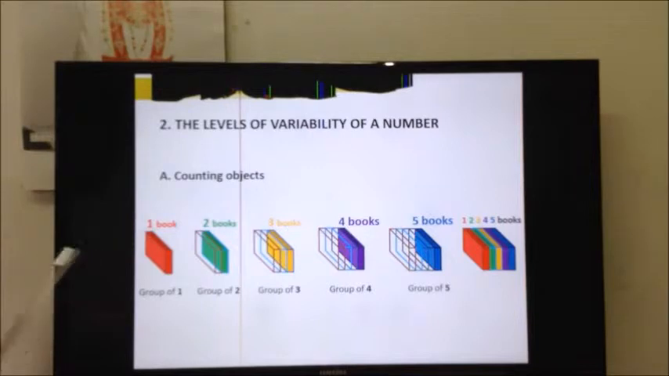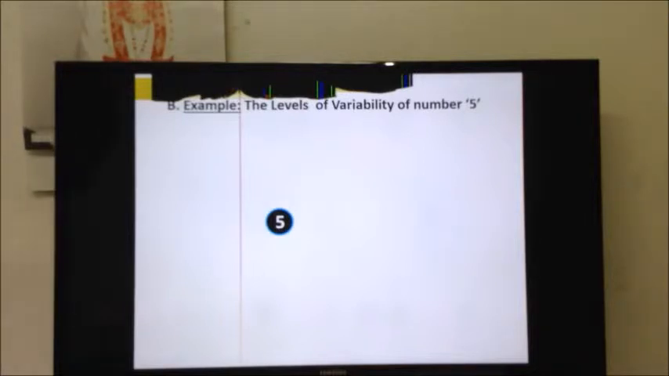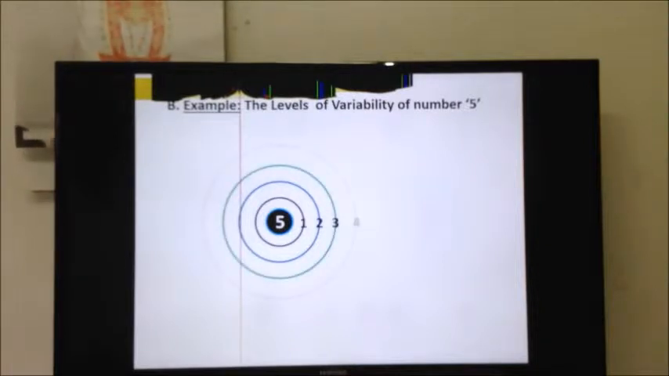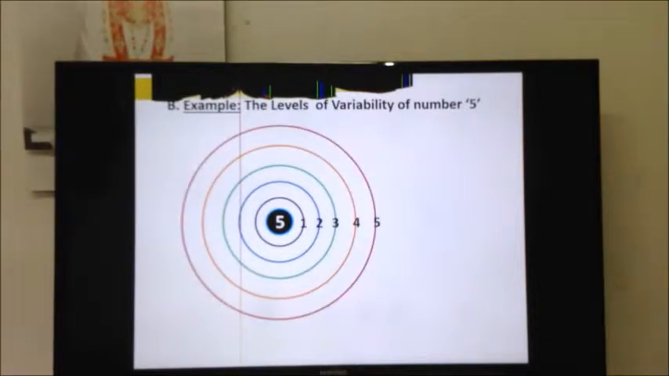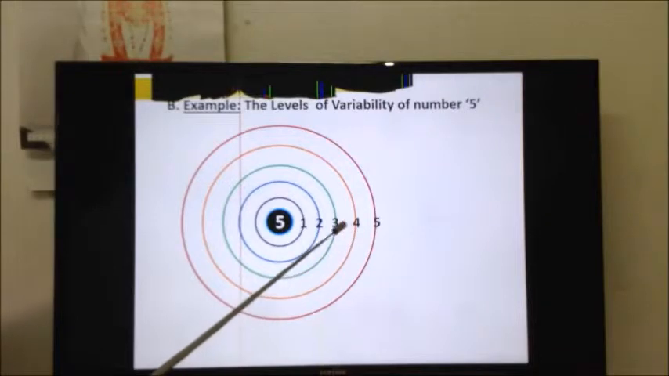So if now, going back to our number 5, if I had to represent these levels of variability, so we have number 5, and we said we have level 1, level 2, level 3, level 4, level 5. So that's all for number 5. So we have how many levels here? We can count them. 1, 2, 3, 4, 5.